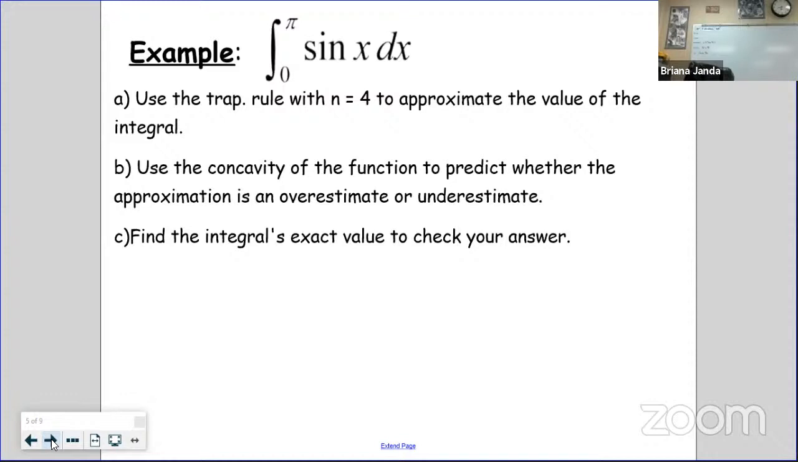All right, in this example, we are given the integral from 0 to pi of sine of x dx. It says use the trap rule with n equals 4, so 4 trapezoids, to approximate the value of the integral. And you're going to use the concavity of the function to decide if you have an over or an underestimate. And then we'll use our calculator to check our integral's answer. Since this is practicing what you just saw, try it on your own before I jump into how to do this one.